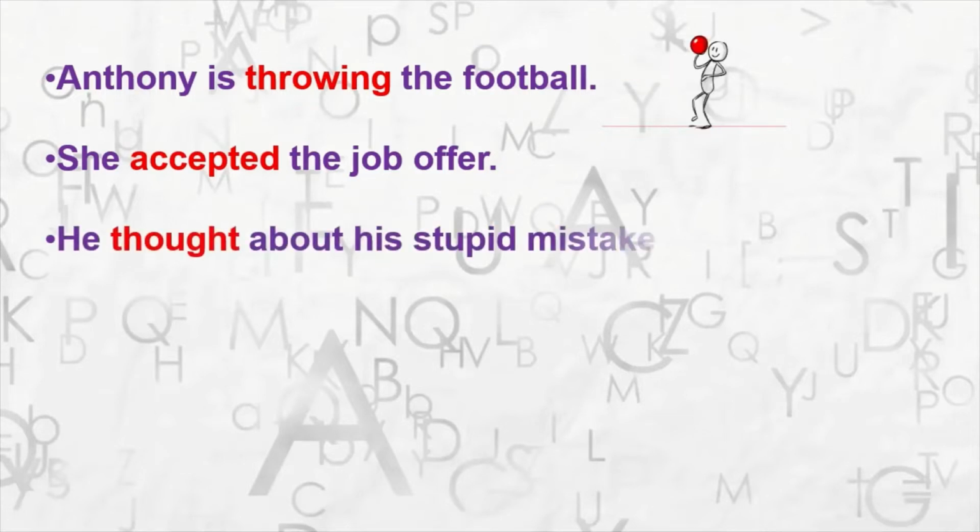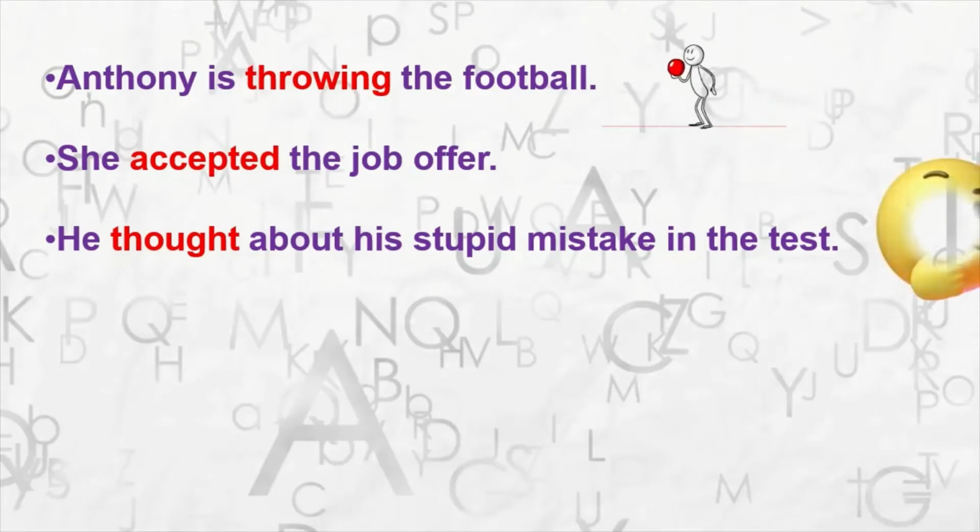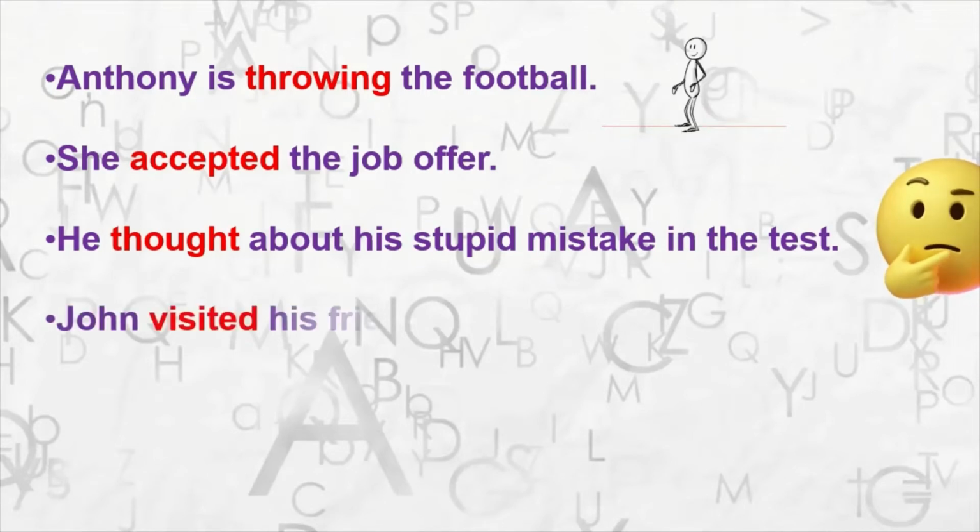Then you have this one. He thought about his stupid mistake in the test. Thought, thinking is also an action. So thought, the word here, is an action verb. Can you see his thinking? Someone is thinking. So he thought about his stupid mistake. Thought here is an action verb.